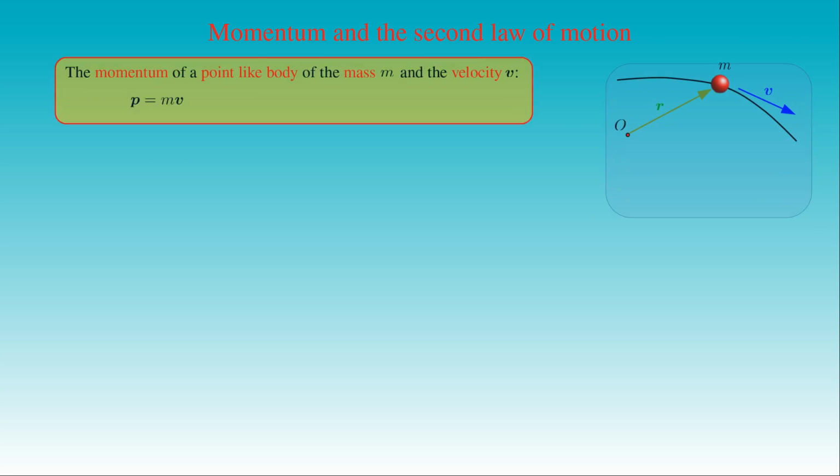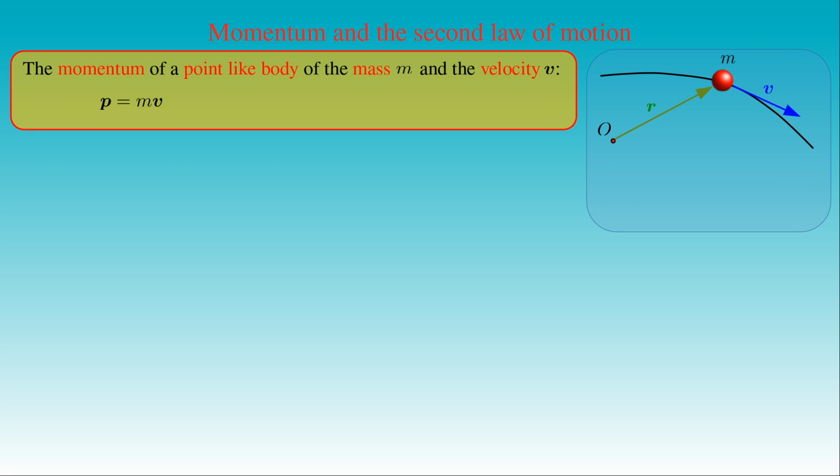The momentum p of a point-like body of the mass m and the velocity v is defined by the product of its mass m and its velocity v. The velocity v is measured in a given frame of reference represented at reference point O, where the position vector r describes the instantaneous position of the point mass. Then the momentum p of a point mass is a vector and points in the direction of its velocity v.